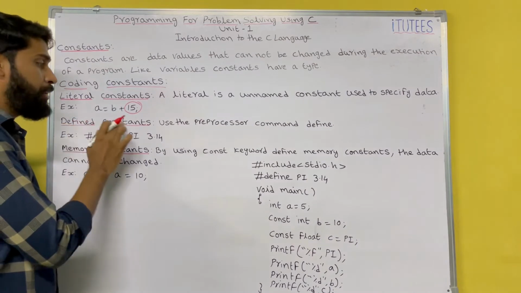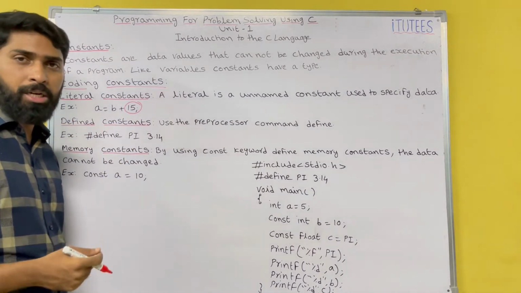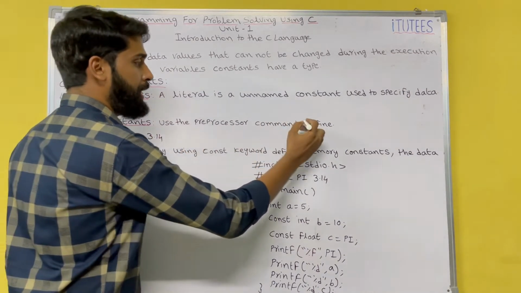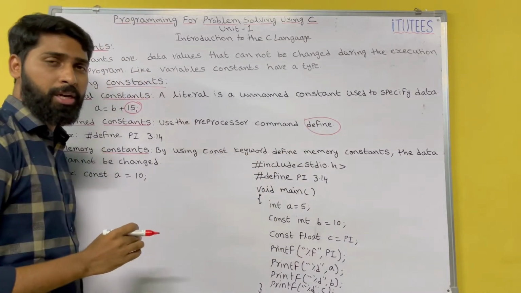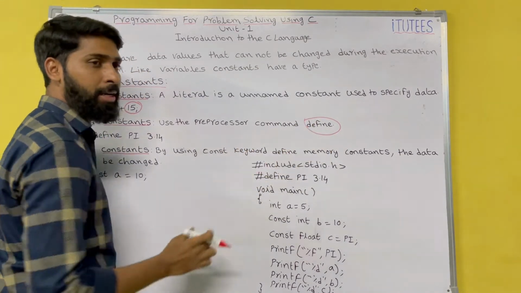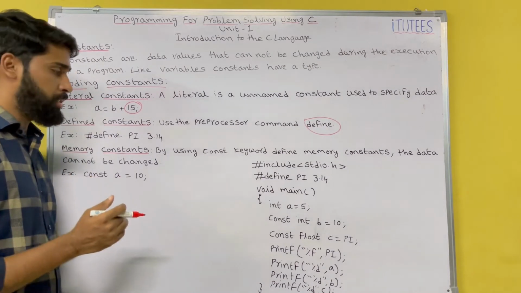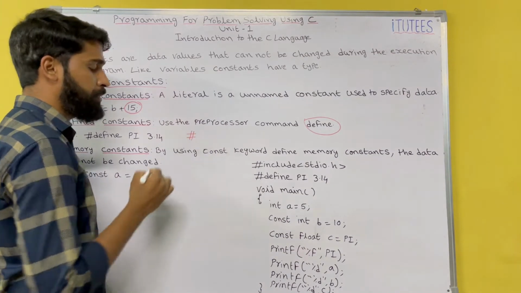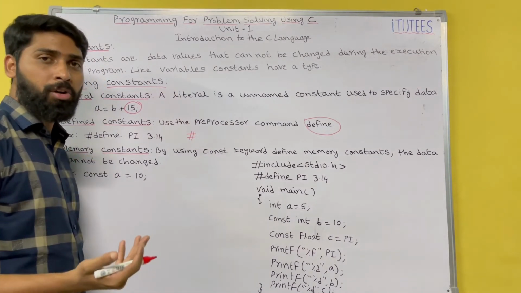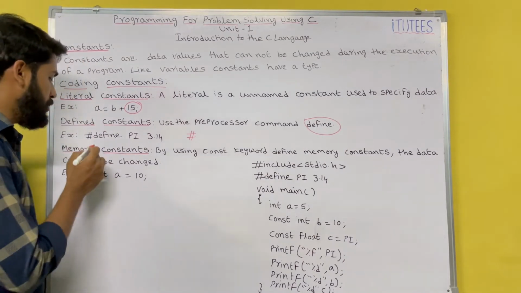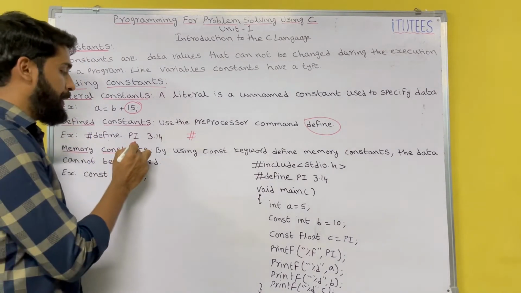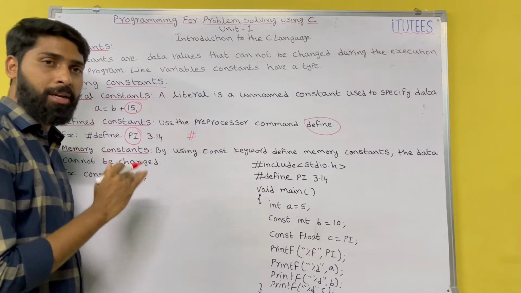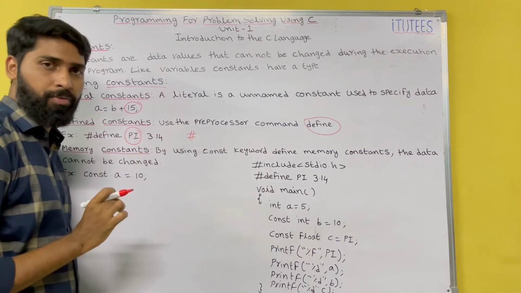The second one is defined constant. You define the constant by using the preprocessor command define. How do we represent preprocessors in C programming? By using hash. That means if I want to define a constant using the define command, then you use hash define pi 3.14. That means whenever we see pi in our program, it is replaced with 3.14.